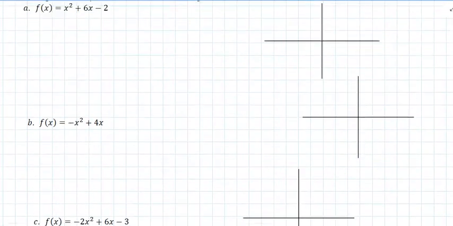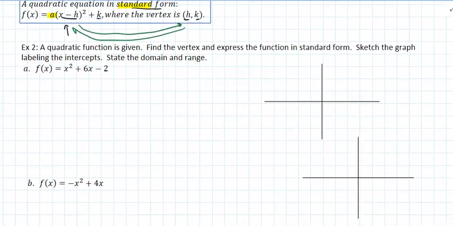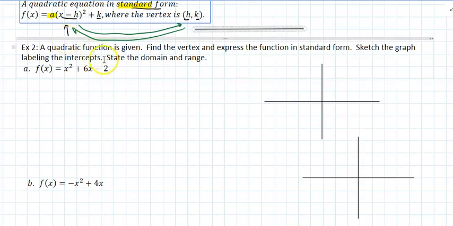So let's try that on the next few problems. Here's a direction. Now our book doesn't ask for certain things. I'm going to add them as we do this, just to make sure that we're all clear on that. A quadratic function is given. Find the vertex and express the function in standard form. Sketch the graph labeling the intercepts and axis of symmetry.